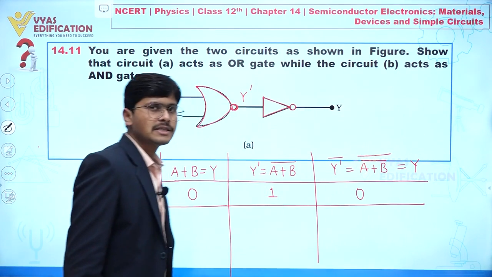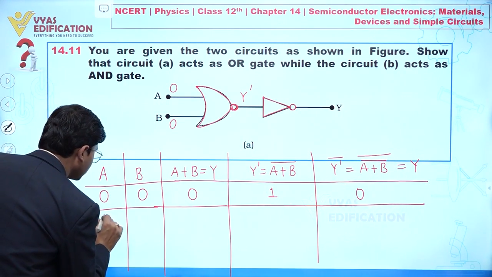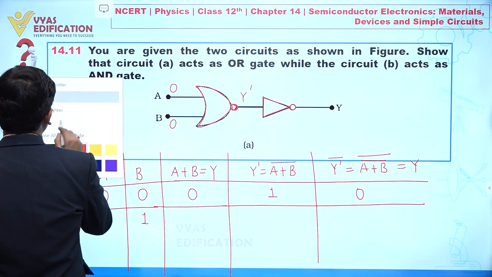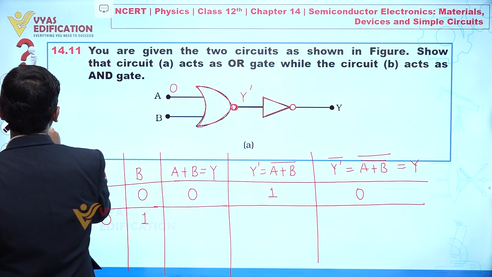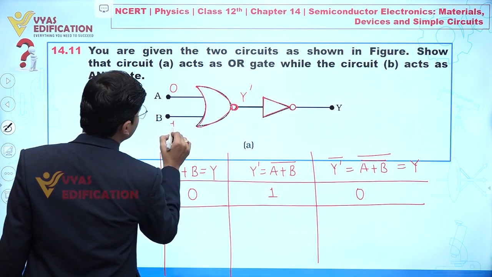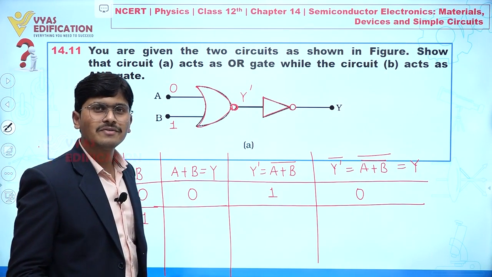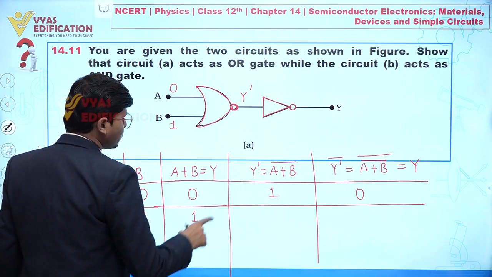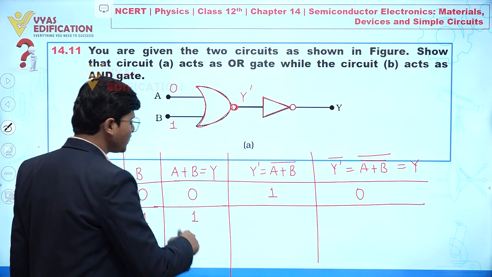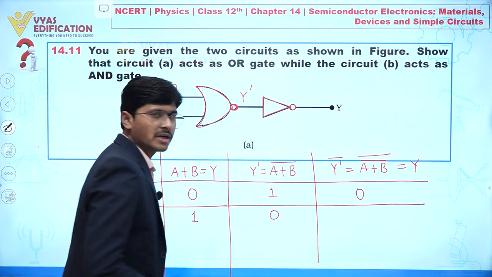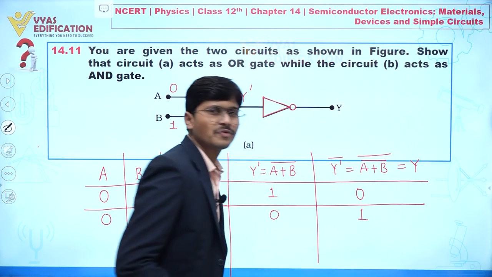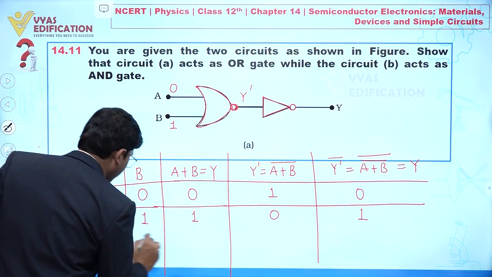Now let's suppose this is 0 and this is 1. I am placing this input instead of the 0, now this is 1. So 0 plus 1 is 1, and this is equal to 1. Now the not of this one is 0, and when we have 0, again we take not, and we are getting 1.